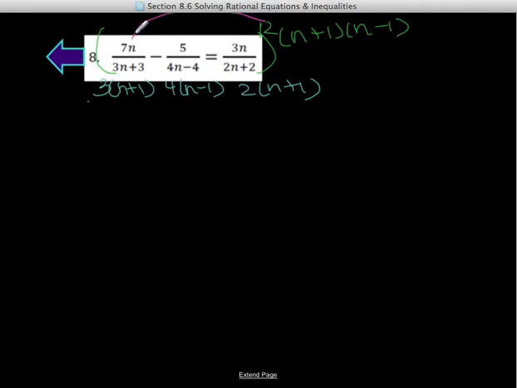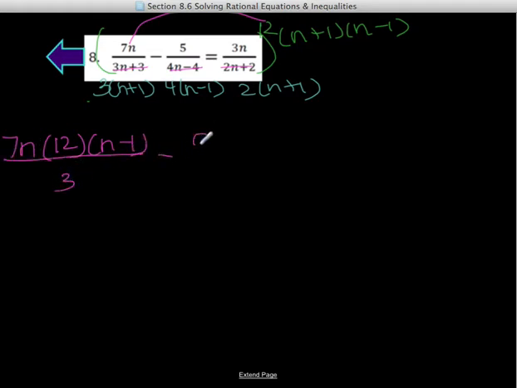Taking this times this. I'm not going to write it all out, but I know I'm going to start with 7n times 12. Now let's look at it. If I have an n plus 1 here and an n plus 1, these will cancel, so I still have n minus 1, but that's still over 3.